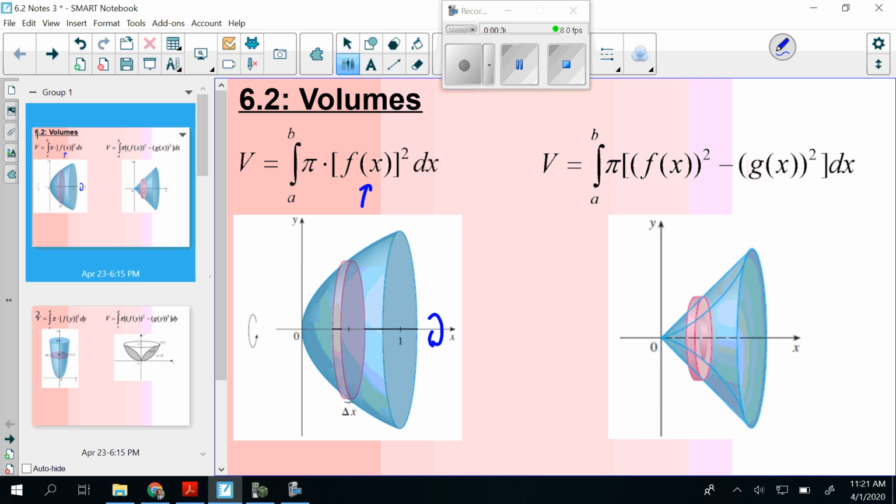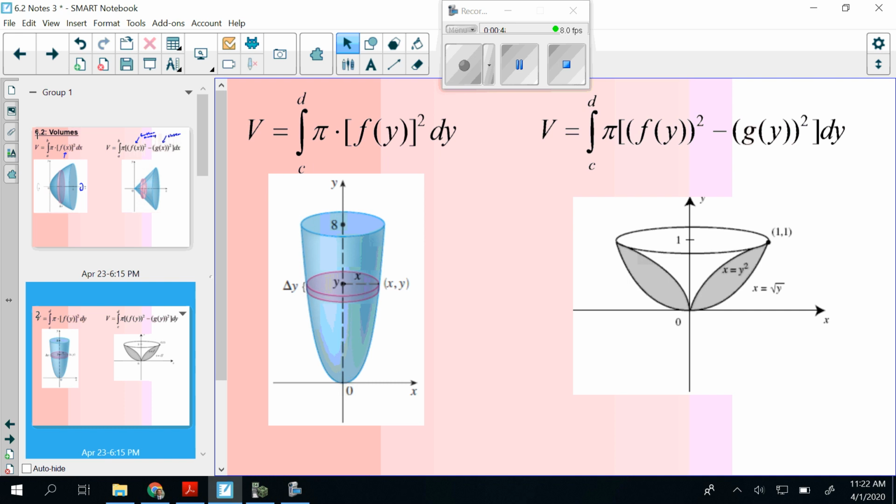So you're doing pi r squared minus pi r squared, where this is the radius that's further away from the axis, and this is the radius that's closer to the axis. If you're going around the y-axis instead of the x-axis, then it's the same functions, but you want to get the functions in terms of y, and also make sure that you take your limits from the y-axis here, not the x-axis.